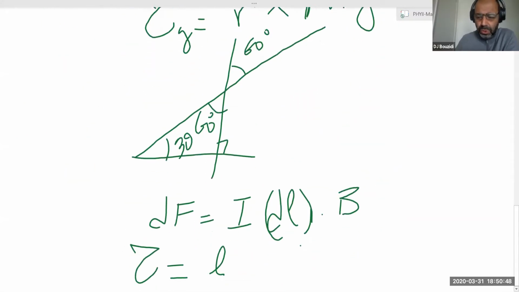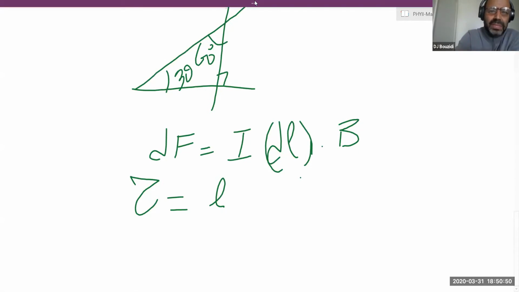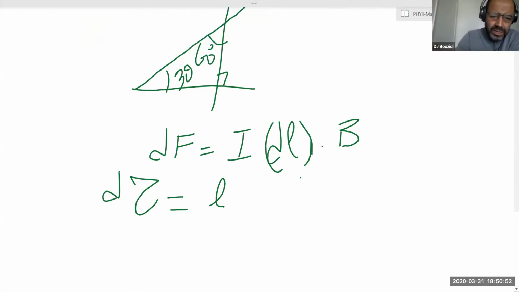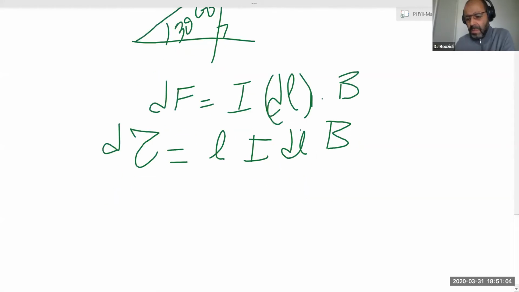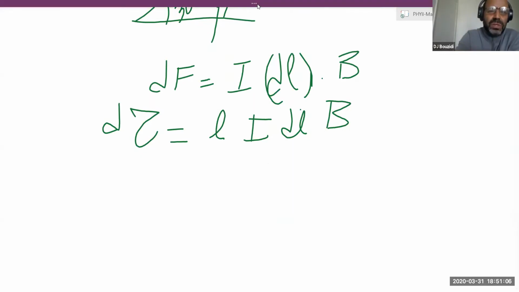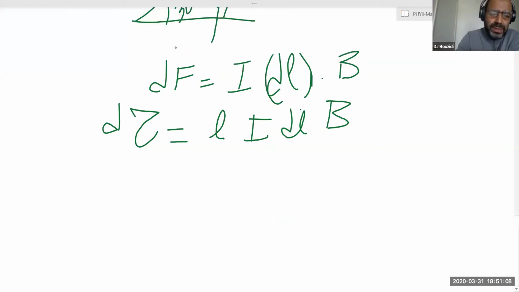But this is not the whole torque. This is just the torque of an element of that rod. So d tau is going to be L times I times dl times B. And now I have to integrate from 0 to a big L, going from A to B. The entire torque now, which is due to the magnetic force, is going to be a positive number because I know it's counterclockwise.